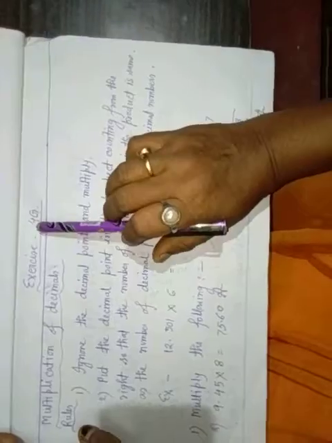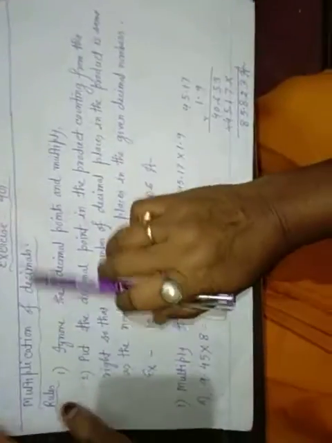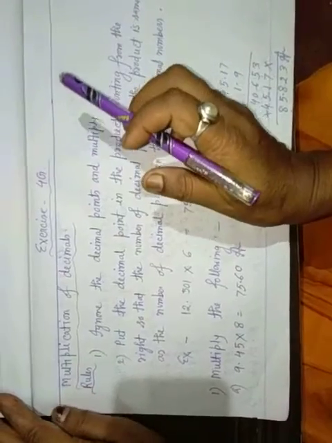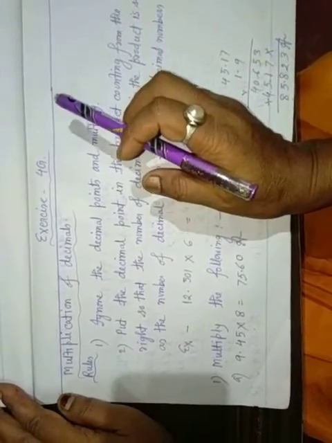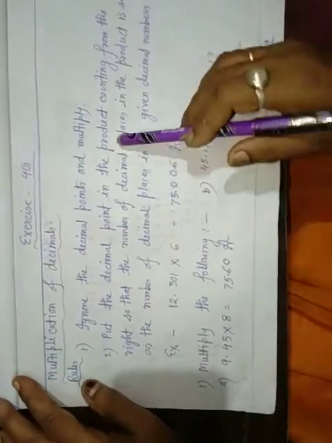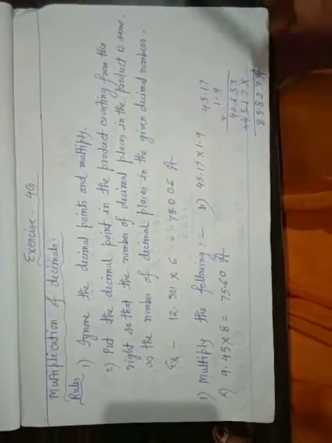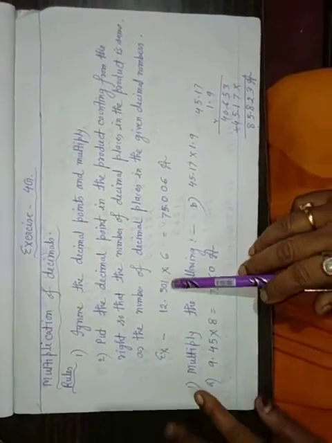Now I come to multiplication, exercise 4G, that is multiplication of decimals. Rules: ignore the decimal points, first of all you have to forget the decimal points. Put the decimal point in the product, counting from the right, so that the number of decimal places in the product is the same as the number of decimal places in the given decimal numbers. That is 12.501 into 6.